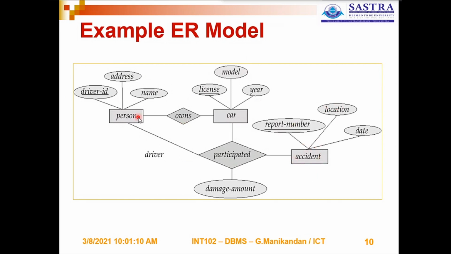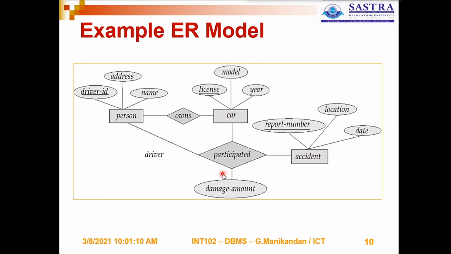So what is the relationship between accident and the car, accident and person? This person and this car participated in an accident. If a person doesn't meet with an accident, that information will not be stored as part of this database. So what are the concepts used in this model?